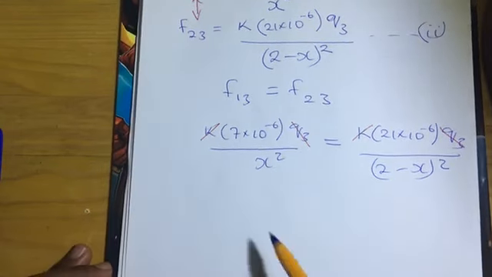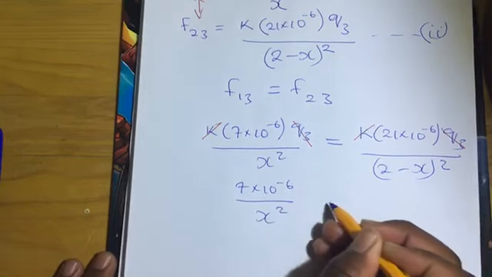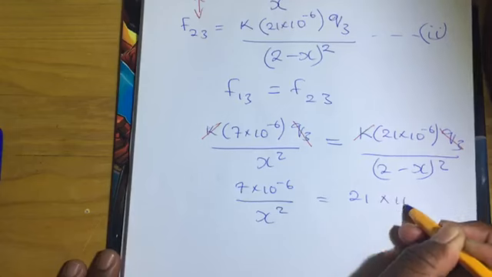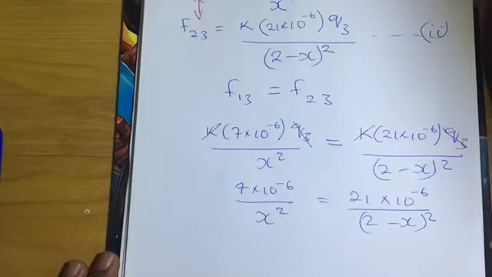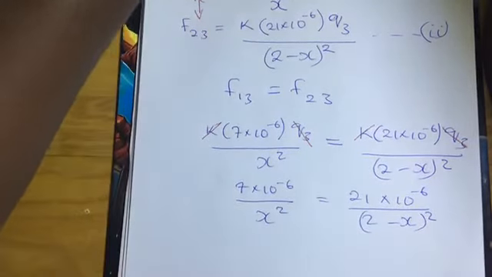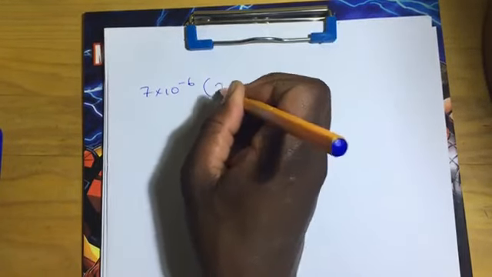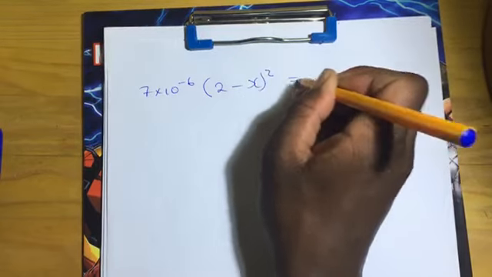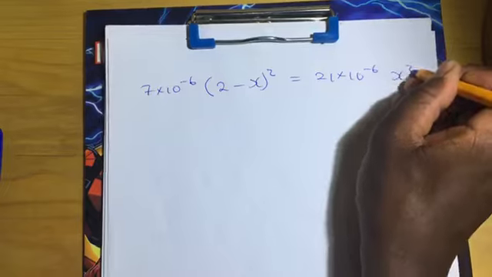Easy stuff. So you're going to be left with 7 times 10 to the power negative 6 divided by x squared is equal to 21 times 10 to the power negative 6 divided by 2 minus x squared. Easy stuff. And then you expand this. This is basically a quadratic expression. So this is going to be 7 times 10 to the power negative 6 multiplied by 2 minus x squared is equal to 21 times 10 to the power negative 6 multiplied by x squared.